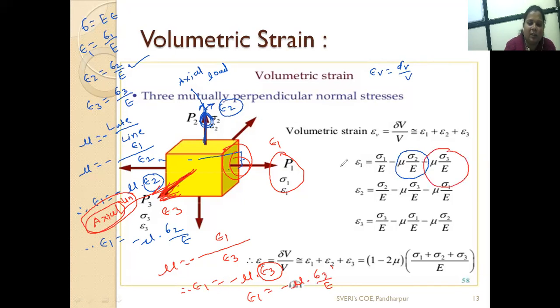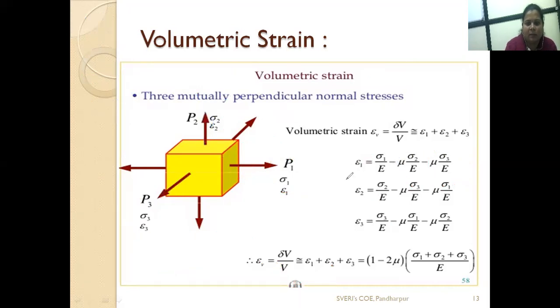In that way this formula comes. Whenever we consider the second plane, remember sigma 2 by E is positive and the remaining sigma 3 and sigma 1 terms are negative. Whenever we consider plane 3, sigma 3 by E is positive and the remaining two terms are negative. So these are the formulas for finding volumetric strain by considering Poisson's ratio and Hooke's law. Please write down these formulas, epsilon 1, 2 and 3.